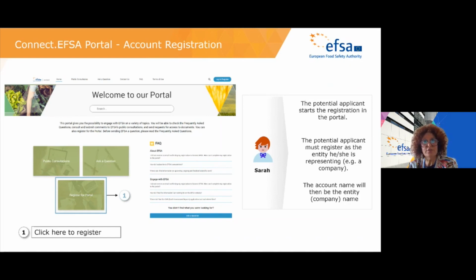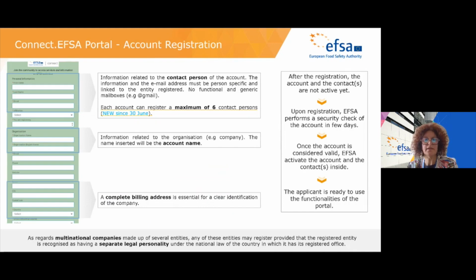You must register as a company, as an entity, and this is important. And then you will be asked to define the members of this account. So the accounts are on the company. We cannot have an individual name. We cannot have a functional mail. We need to have really a specific individual registered email.